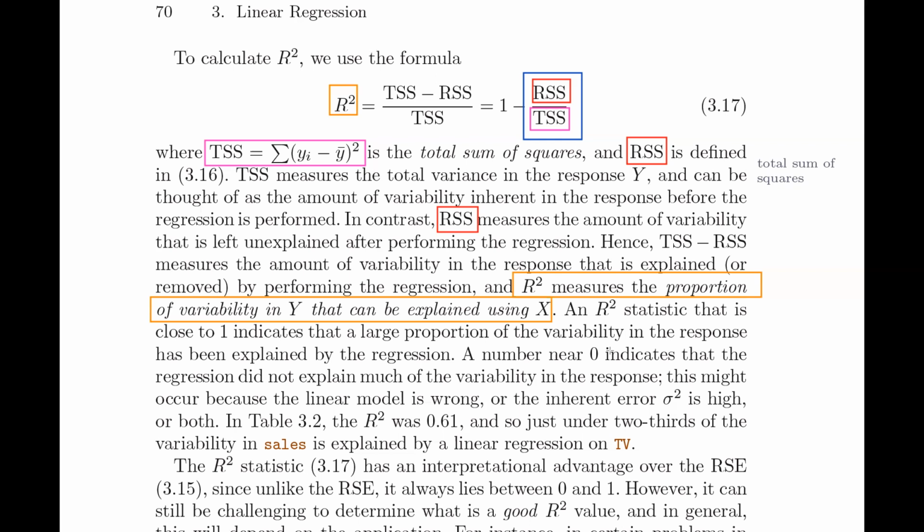Remember, variability will keep on appearing on a regular basis. There is no such thing as statistical learning if there wasn't variability. So you're trying to capture how Y varies as a function of X. So a number near 0 indicates that the regression did not explain much of the variability in the response. This might occur because the linear model is wrong, or the inherent error sigma squared is high.